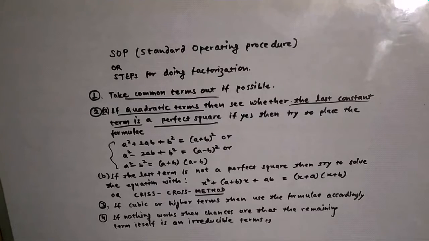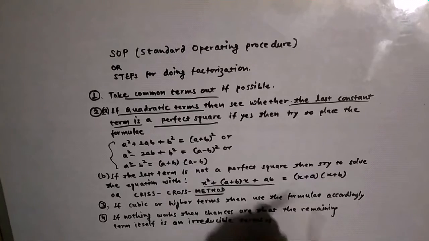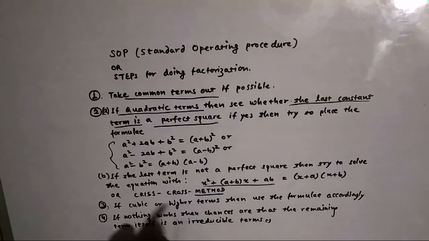We also have done some questions on that in the previous lectures. It can also be possible that the last term is not a perfect square, then you can use this expression. And in the beginning of this very lecture we have discussed the crisscross method, by which you can factorize a particular quadratic equation. And suppose the remaining term is not a quadratic equation, whether it is a cubic equation or a higher term, then we can use the formula accordingly.